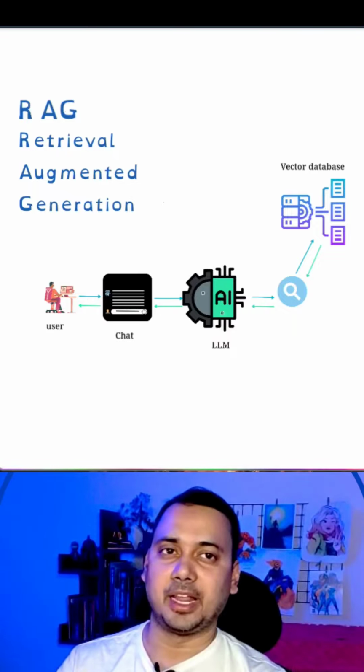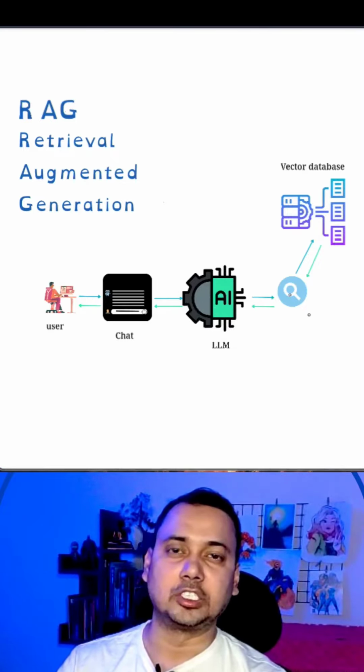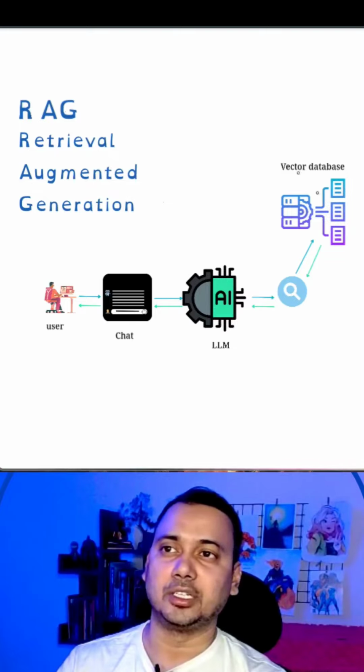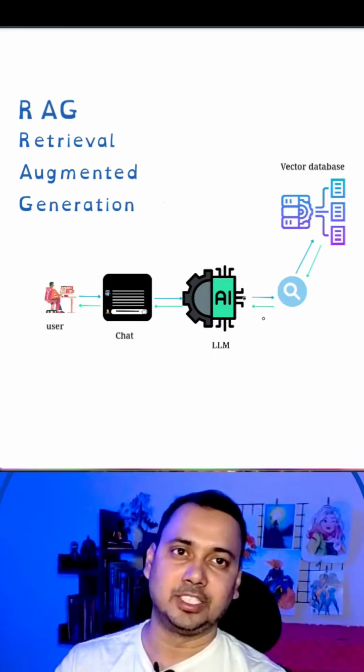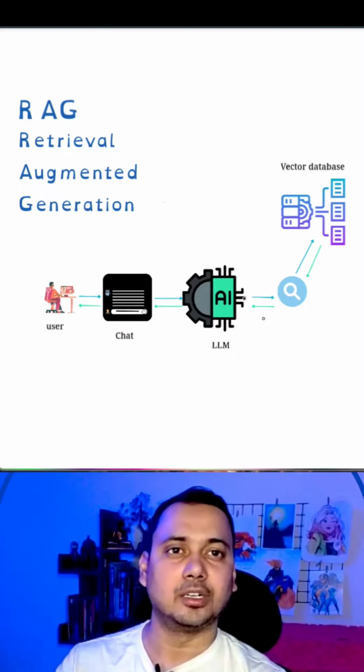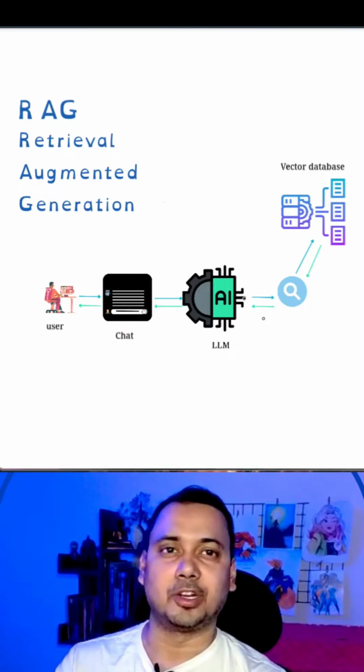So there will be an LLM model. The LLM model will be taking that question and then searching for the information in the vector database. After searching the information, once the data is retrieved by AI from the vector database, it will generate the answer using the data fetched from the vector database.